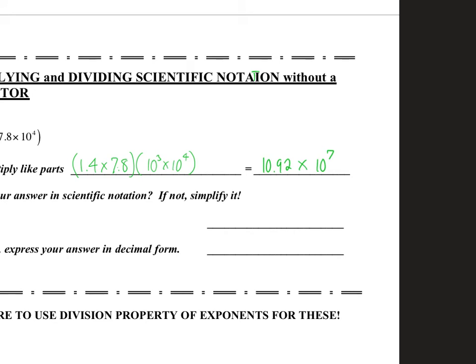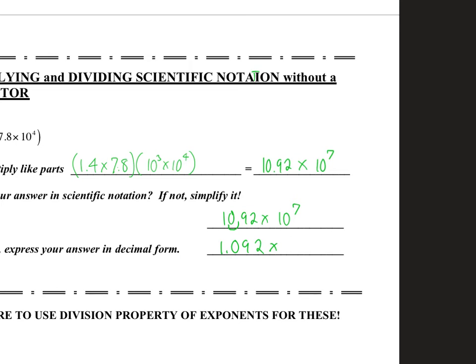All right. Okay, is this in scientific notation right now? It looks like it is, but it's not quite because 10.92 is not between 1 and 10, so we need to fix that. So I'm going to rewrite the problem down here, 10.92 times 10 to the 7th. Okay, which way do I need to move the decimal to make it between 1 and 10? I'm going to move it 1 to the left. Okay, so now we have 1.092.